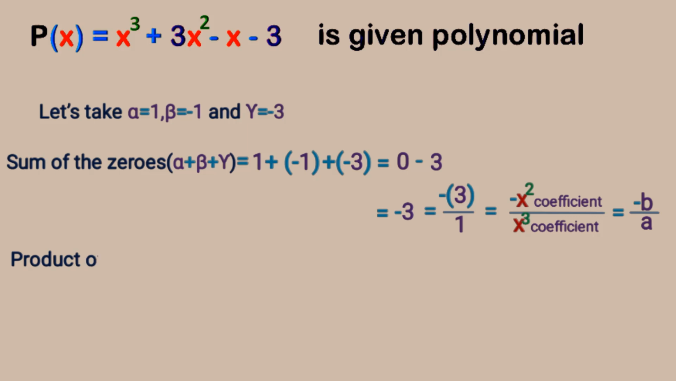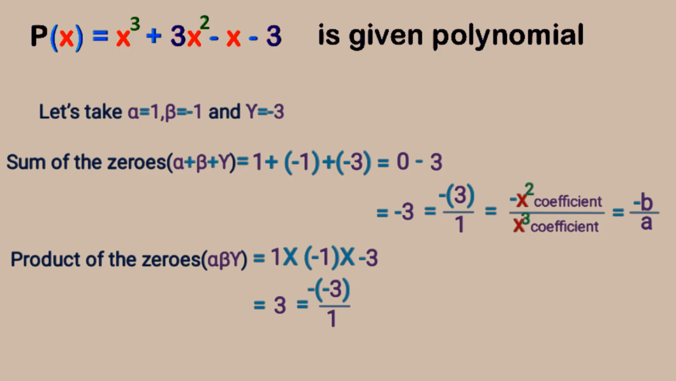So the product of the zeros, that is alpha into beta into gamma equals, so here we have to multiply all the three zeros. By multiplying 1 into minus 1 into minus 3, we get 1 into minus 1 is minus 1, minus 1 into minus 3 we get positive 3. And this positive 3 can be written as minus into minus 3 by 1.